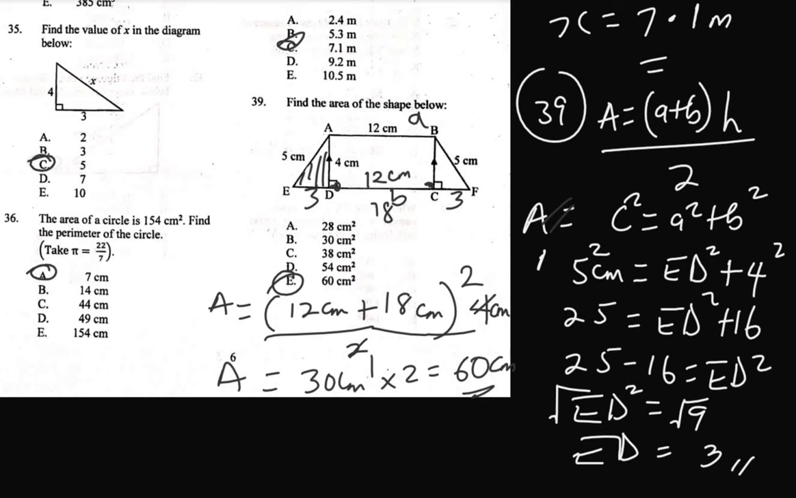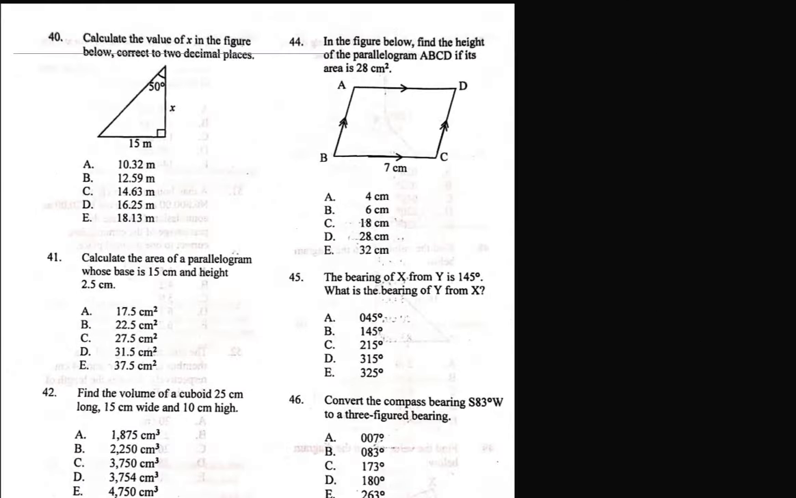Alright, let's look at this, the last page. Question number 40. This question says, calculate the value of x. So for question number 40, you have to use SOHCAHTOA as well. So we have the adjacent, opposite, hypotenuse. But we are interested in opposite and adjacent, so we use tan.